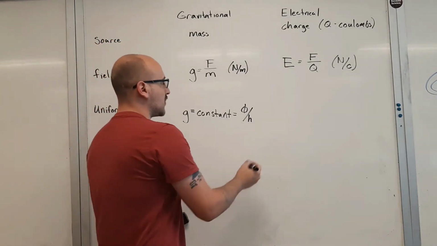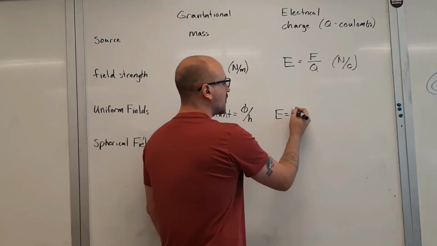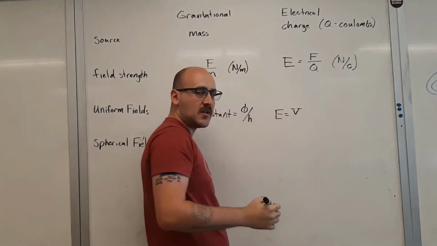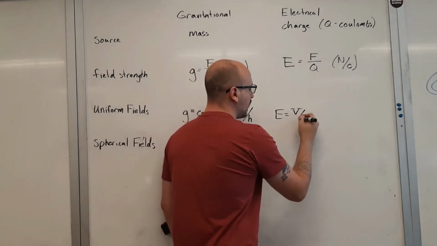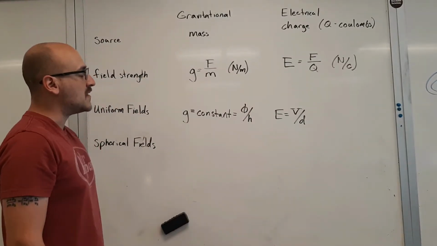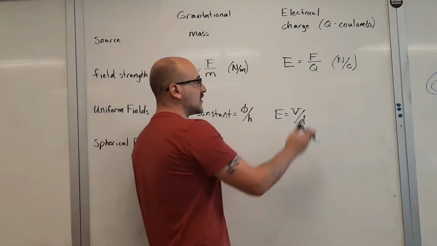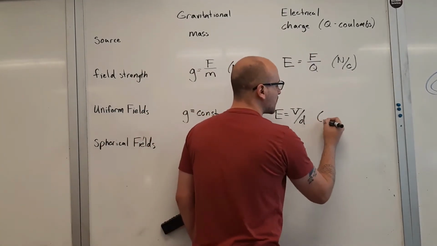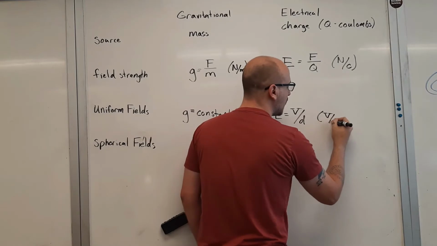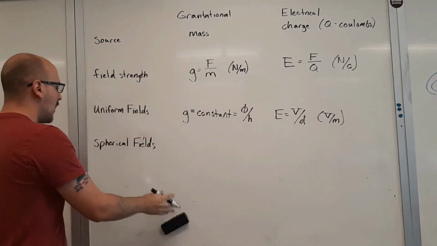Okay, so if we're looking at a set of two parallel plates, we can get a constant electric field as well. All right, so there, if you're looking at a constant field, it's just going to be the voltage between those two plates divided by their distance, okay? Which means that there is another way that we could represent the units of electric field. Instead of newtons per coulomb, we could also represent it as volts per meter, okay?